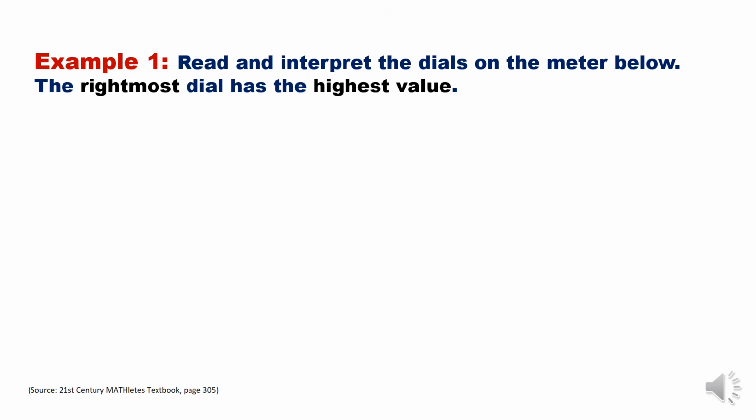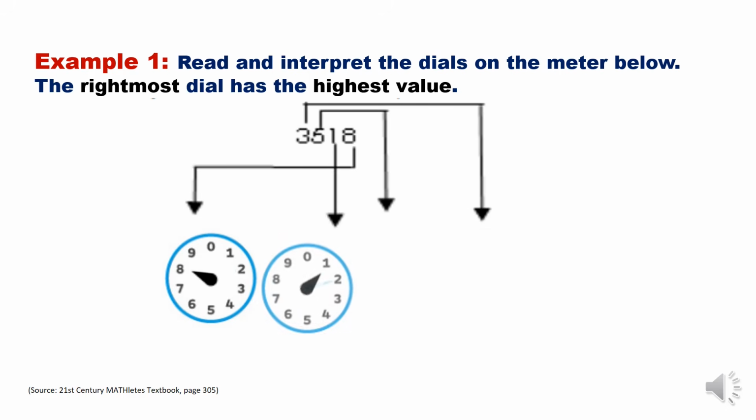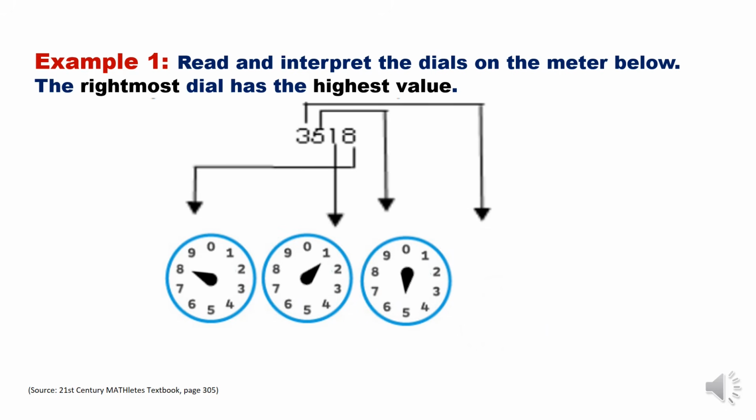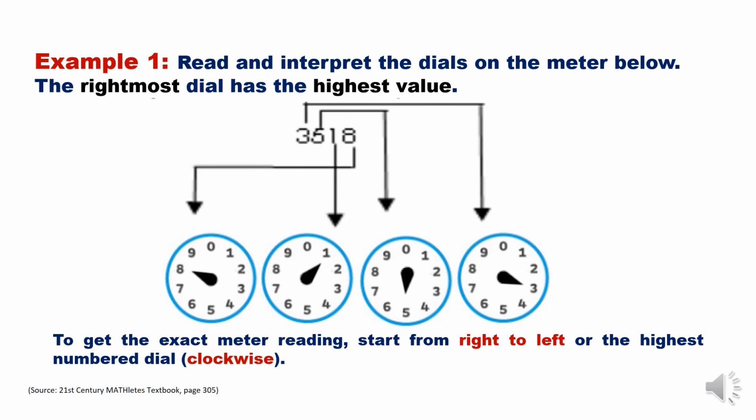Example 1. Read and interpret the dials on the meter below. The rightmost dial has the highest value. To get the exact meter reading, start from right to left or the highest numbered dial, clockwise. So the water meter shows 3,518 cubic meters.